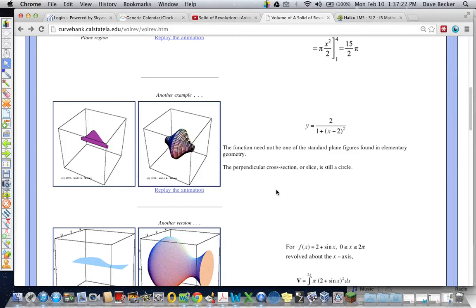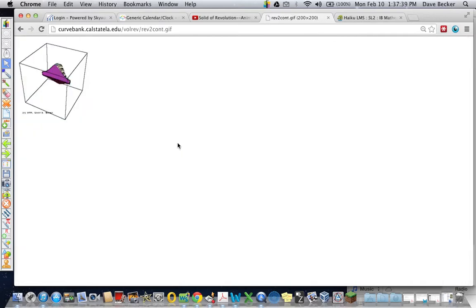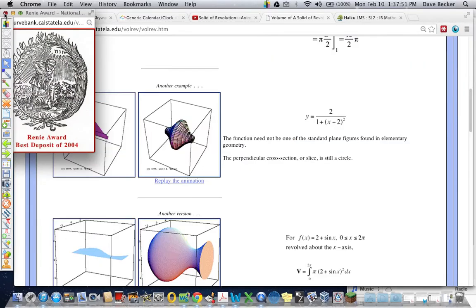Let's take a look at another one. This is the function 2 over 1 plus x minus 2 to the quantity squared. I'm not sure what the bounds are, but if you take this curve and the area under it from here to here, bounded by the x-axis as well, and you rotate it, you're going to get that nifty little figure. Nice. You see how it works? You take this, rotate it all about, you get a nice solid area. Okay, so let's go back. I don't know why that keeps popping up.